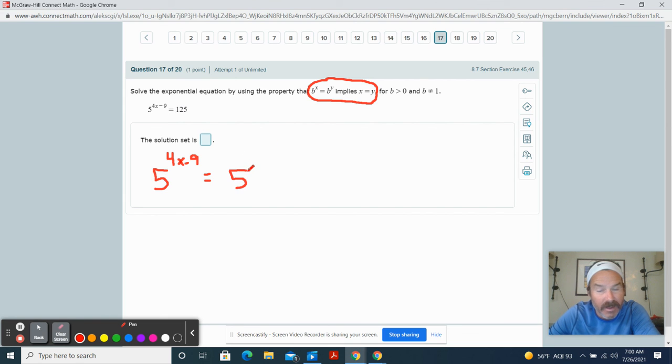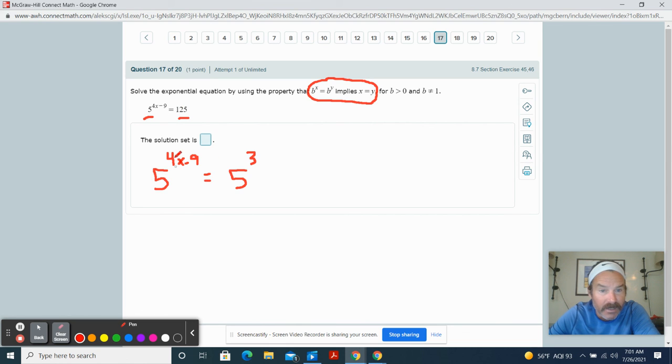So there's got to be a number of 5s that multiply to get 125. If you think about that in your head, 5 times 5 is 25, 25 times 5 is 125. So this is 5 to the third. Okay, and this is always going to happen on this homework assignment, homework 19. You're going to be able to make the bases the same. That's not going to be the case tomorrow.